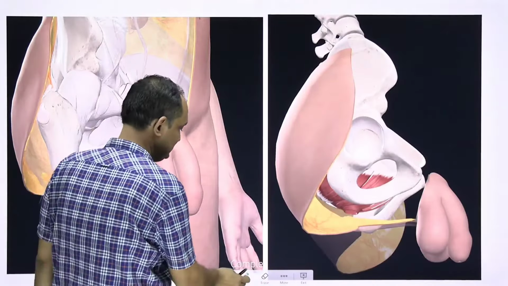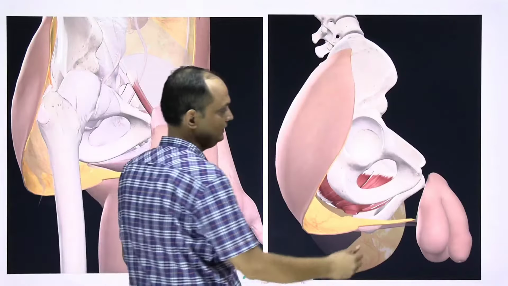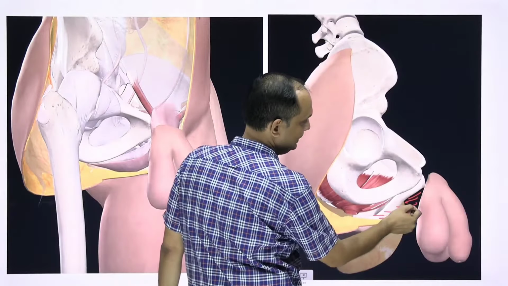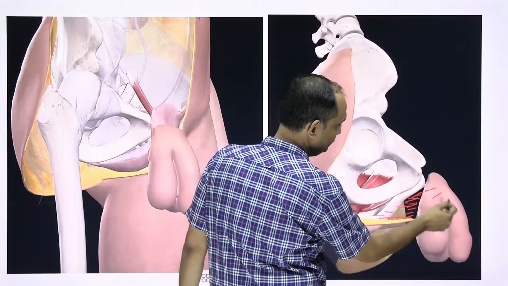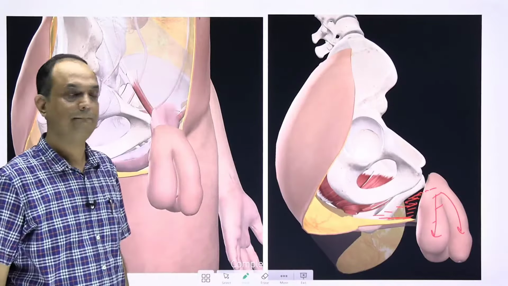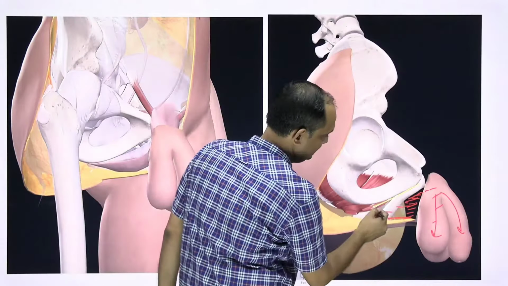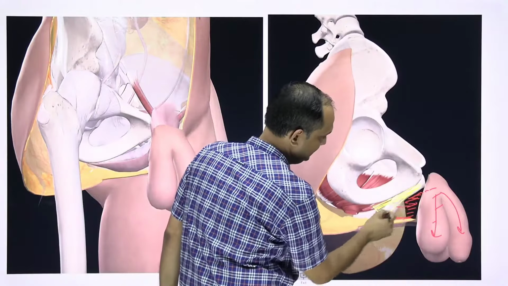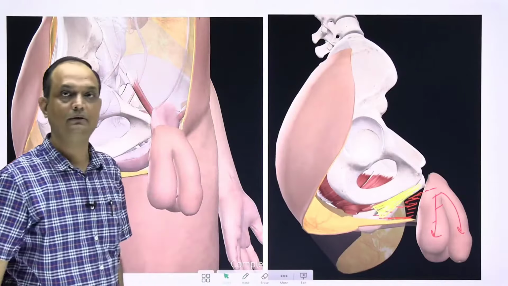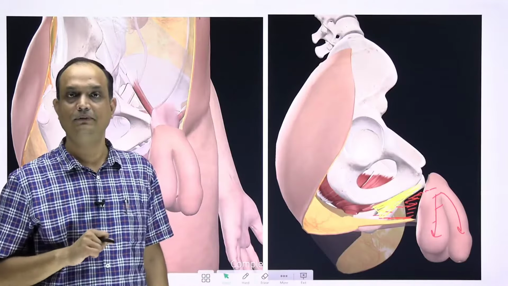Now, where is the superficial perineal pouch? You have to understand this is the superficial perineal pouch, and this also continues in the scrotum as well as in the penile area. Where should the perineal membrane be? This should be the attachment of the perineal membrane here in the urogenital triangle. That is the inferior fascia of the urogenital diaphragm.